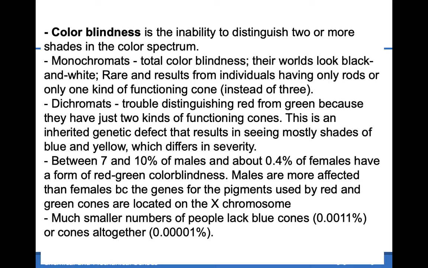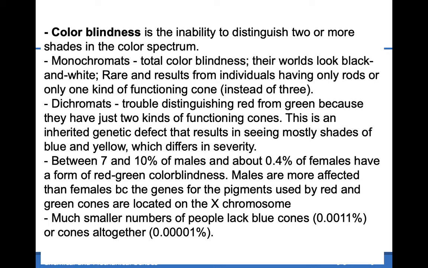People who are called monochromats have what's called total color blindness. So their worlds do look black and white. This is very rare, and it results in individuals only having rods and only one kind of functioning cone instead of having all three. So they'll only have a red cone, a green cone, or a blue cone, but they only have one of the three colors. They don't have all three.